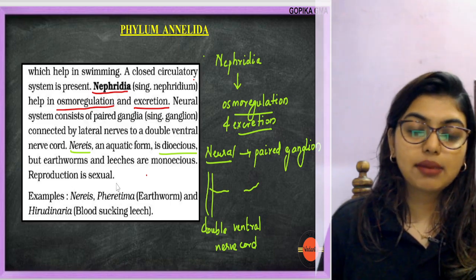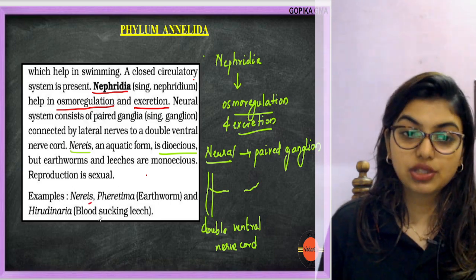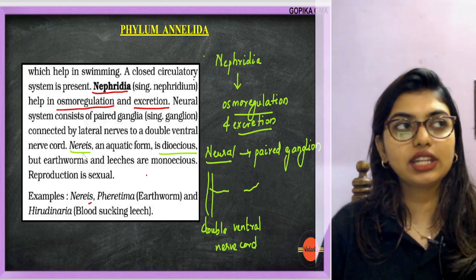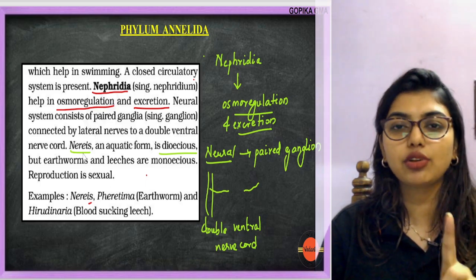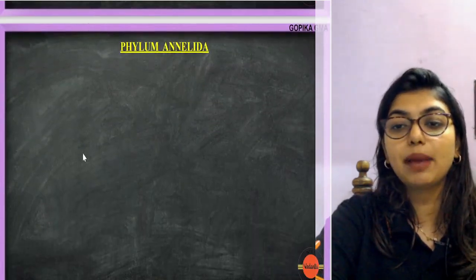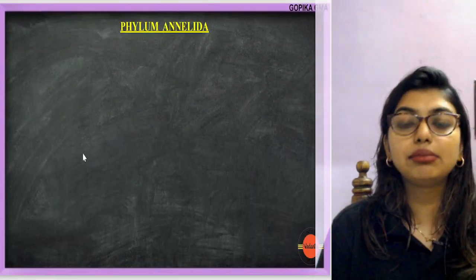Okay, so examples are going to be Nereis, Pheretima is the earthworm's name, and Hirudinaria is the leech. All of you would have gone near a waterfall, no? And near a waterfall, definitely you would have gotten bitten by a leech at least once, or someone in your group would have got bitten. Why is this happening? Because leeches drink blood and survive, right?